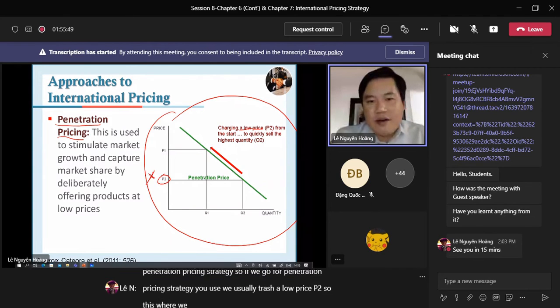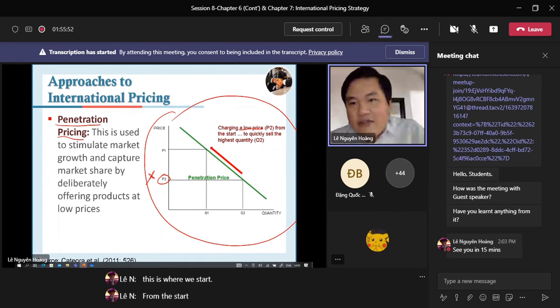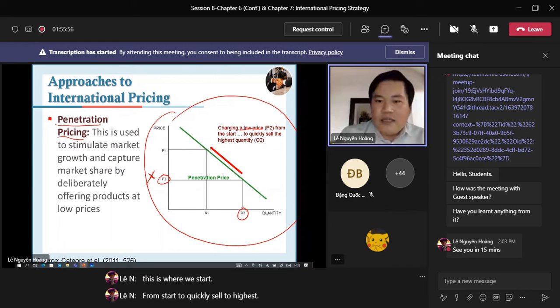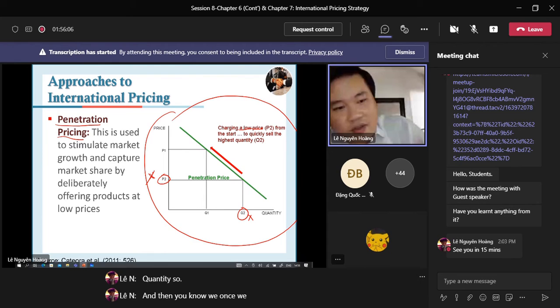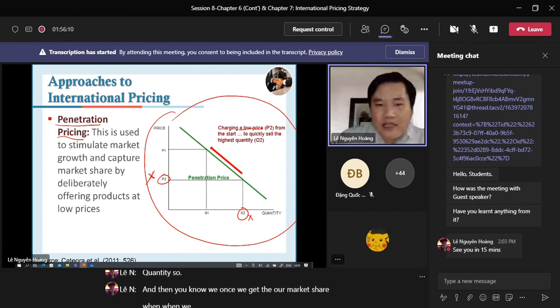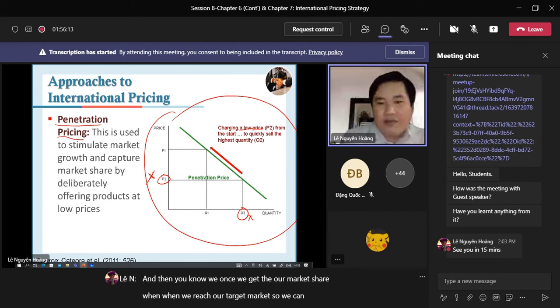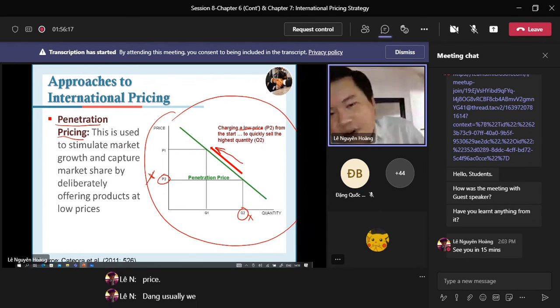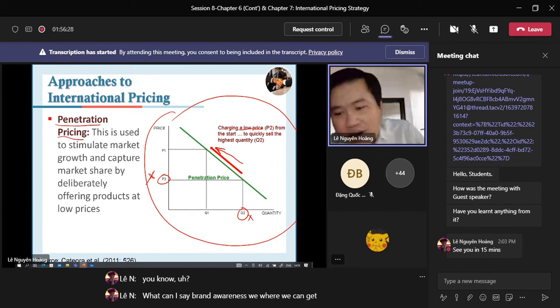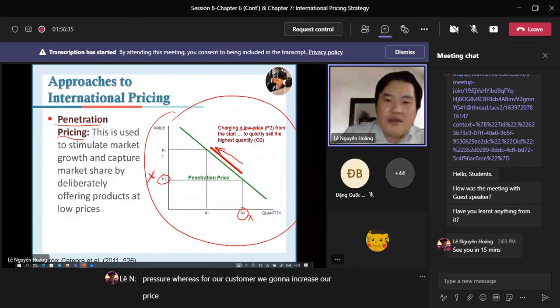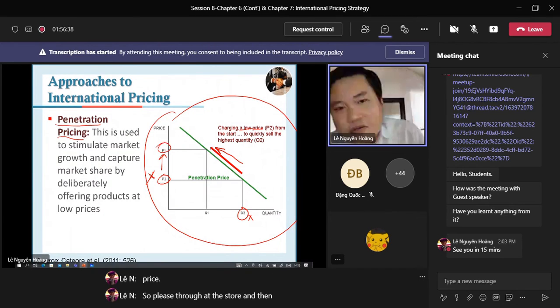This is where we start, to quickly sell the highest quantity. And then once we reach our target market share, we can increase the price. Usually we increase our price when we have brand awareness. When we get brand awareness among our customers, we increase our price. So P2 at the start and then increase from P2 to P1.